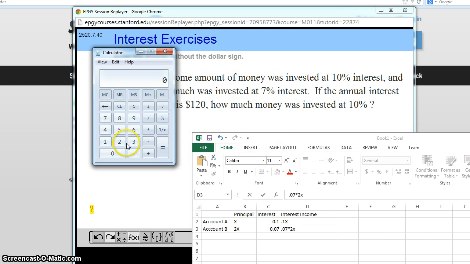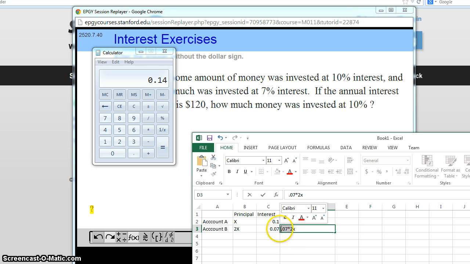And if you want to calculate what 2 times 0.07 is, you won't be able to do that in your head, but we can do it on a calculator. So that's 0.14. So let's rewrite this. That's 0.14x is our interest income.